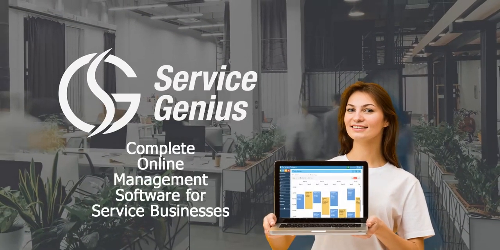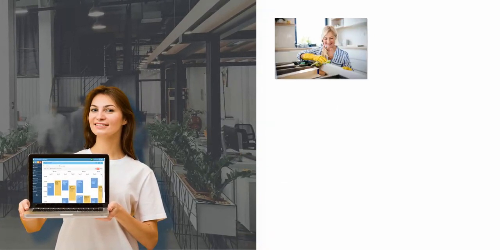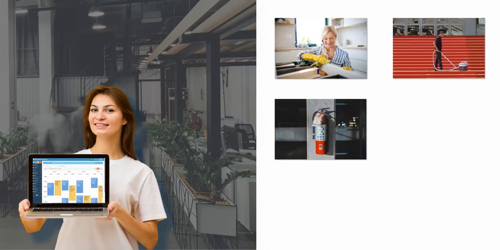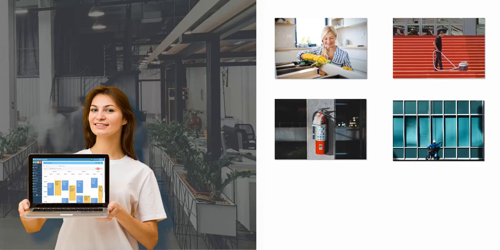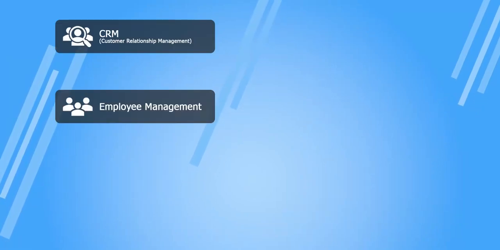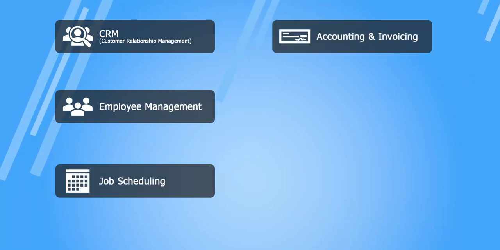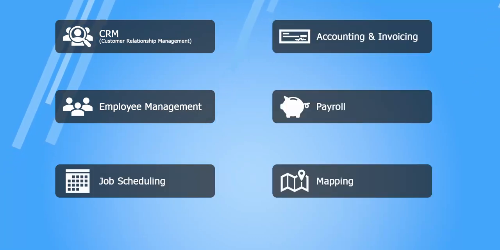Service Genius is a complete management software for service businesses, such as residential cleaning, carpet cleaning, fire extinguisher maintenance, window cleaning, janitorial businesses, and more. It incorporates CRM, customer relationship management, employee management, job scheduling, accounting and invoicing, payroll, mapping, and more.